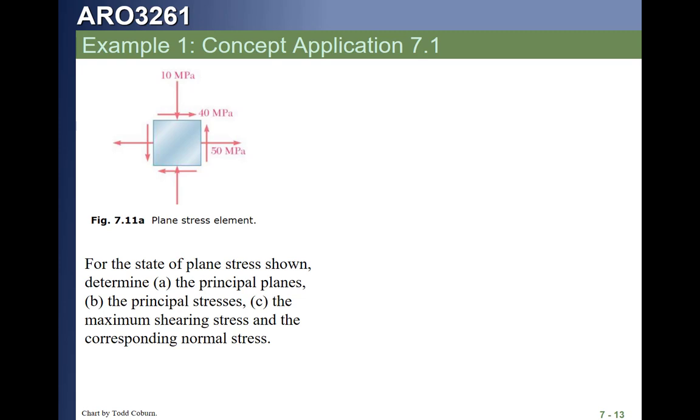For a state of plane stress, if we want to determine the principal planes, principal stresses, and maximum shearing stresses, what we're going to do is take this normal stress sigma x, 50 megapascals. Sigma y is negative 10 megapascals. And our shear stress looks like it's in the positive direction, so that's going to be 40 megapascals.